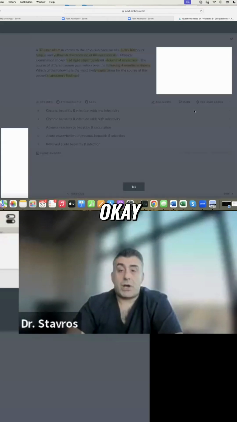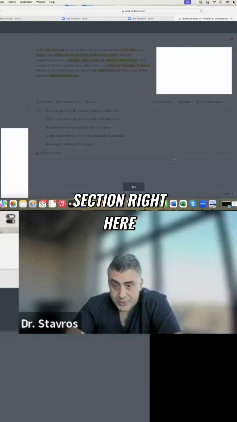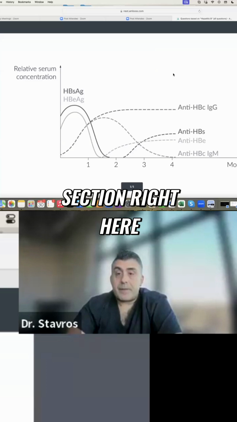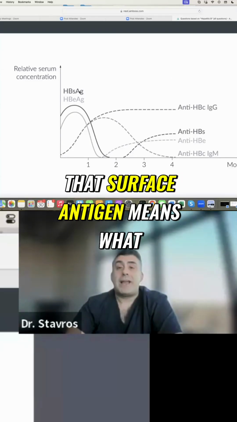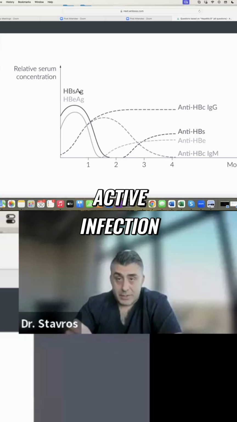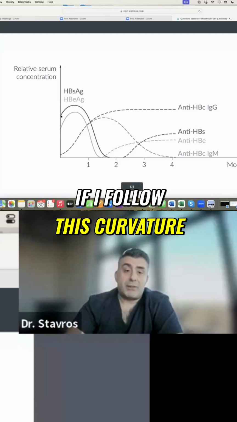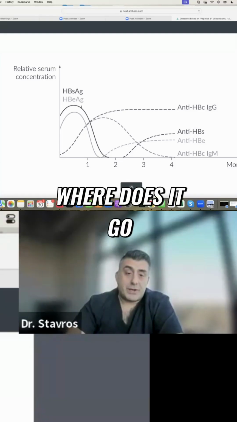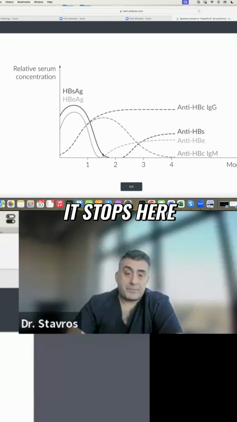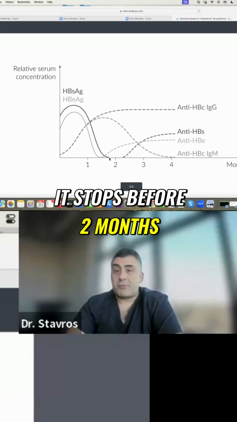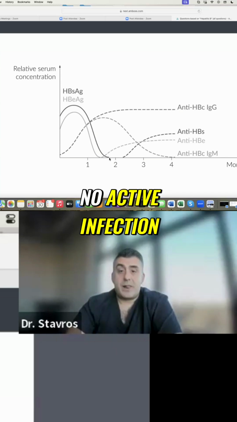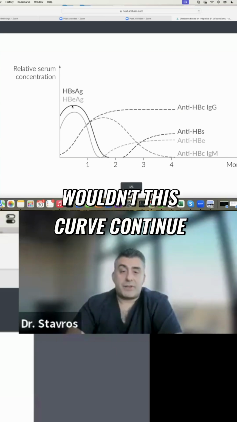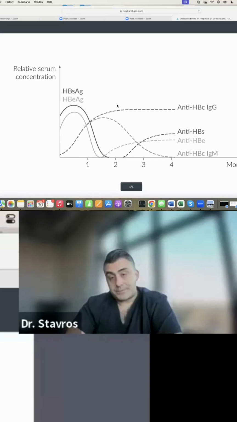Okay, so look at the 4-month section right here. Didn't we say before that surface antigen means what? Active infection. That's what it means. So if I follow this curvature, where does it go? It stops here. It stops before 2 months. Okay, so that means there's no active infection. Because if there was an active infection, wouldn't this curve continue to go like this?